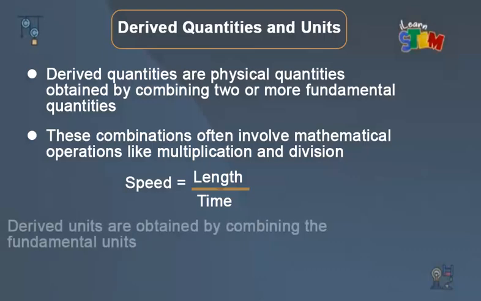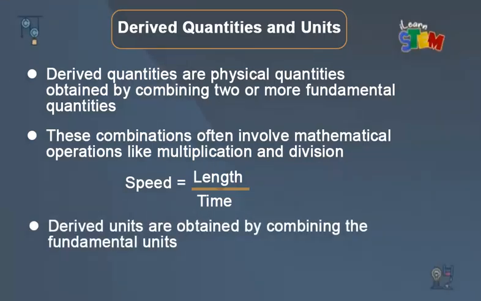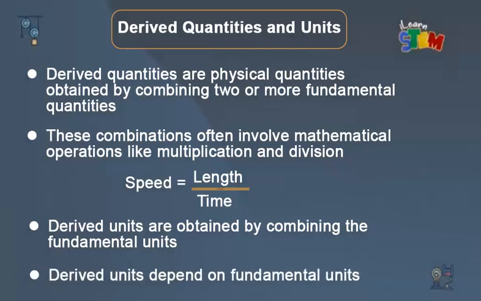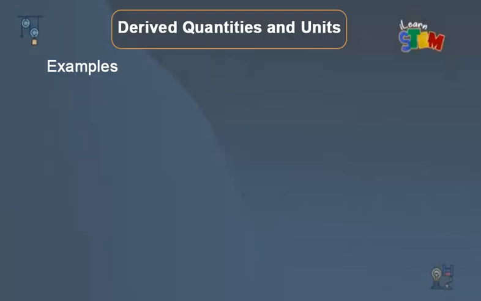Now, derived units are obtained by combining 2 or more fundamental units. In other words, they depend on fundamental units. Now, let us look at some key derived quantities, their derivations and units. Are you ready? Okay. Firstly, area. The formula for area is length times breadth.